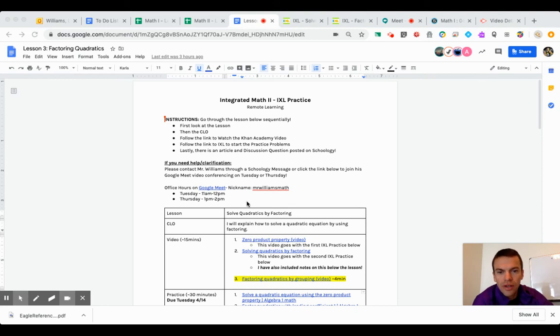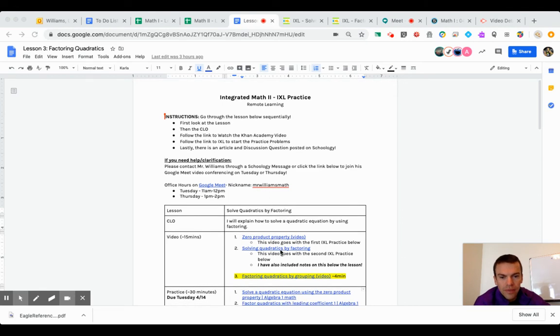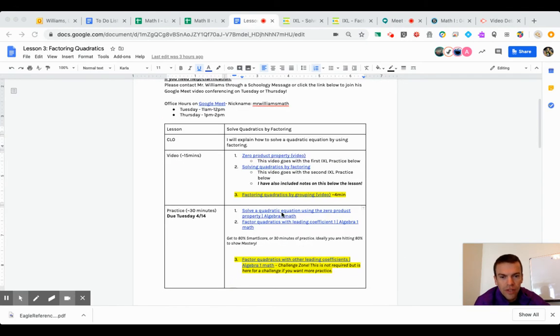I'm just going to go through the lesson and do a couple of IXL example problems. In this particular lesson, I give you two shorter IXL skills just to review factoring. We have solving a quadratic using the zero product property, and factoring quadratics with a leading coefficient of 1. Remember, you've got to get the 80% SmartScore or 30 minutes of practice. So I'm just going to go through a couple of these.